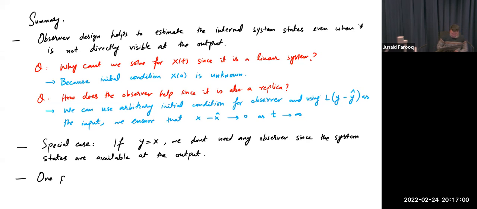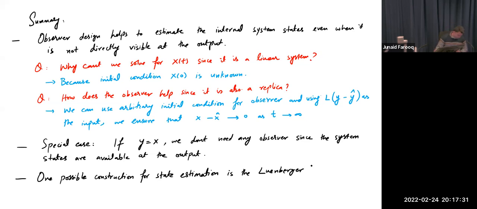Now, for observer design, we saw that one possible construction for state estimation is the Luenberger observer. And what it says is basically your x hat dot is A x hat plus Bu plus L times y minus y hat. So that's the way you construct it.